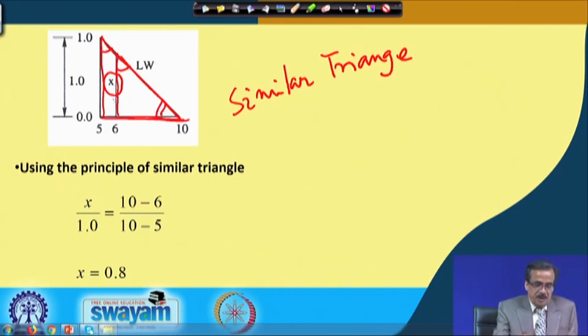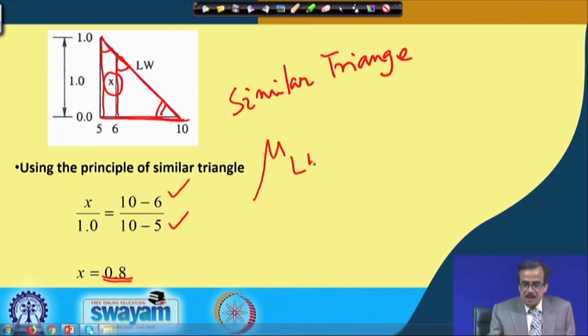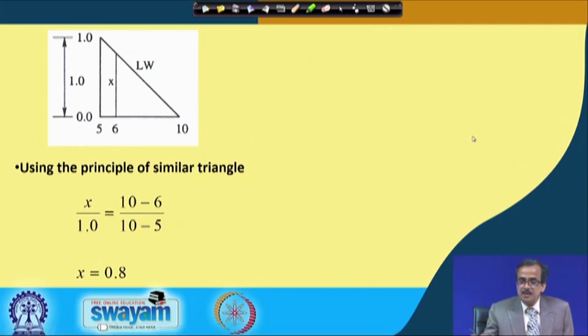So, I can write down x divided by 1.0 is nothing but 10 minus 6 divided by 10 minus 5, and now if I find out the value of x, x will come out to be equal to 0.8. So, this membership value, that is your mu low, is nothing but 0.8. So, this is the way we can determine the value of the membership.